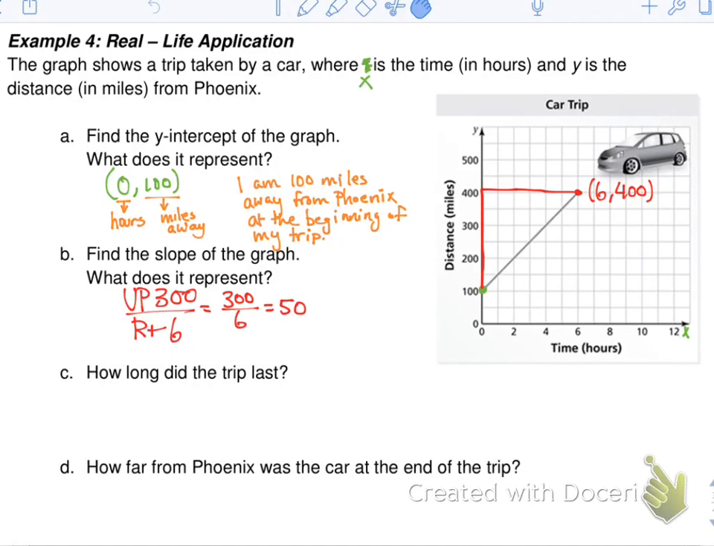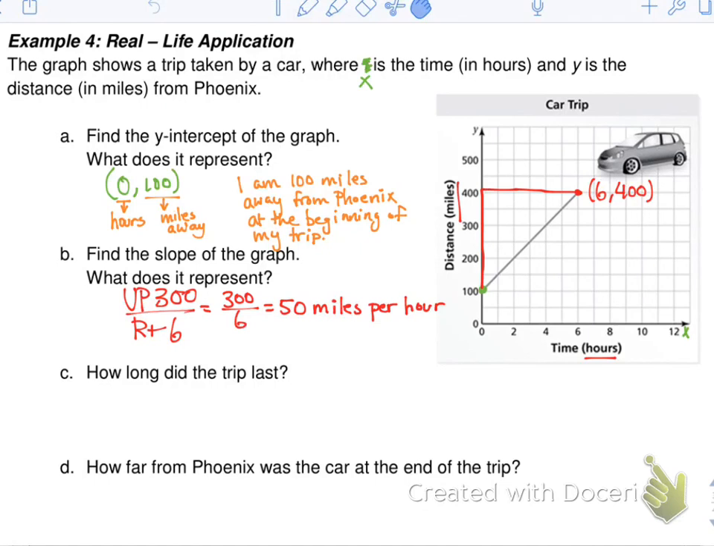What does that mean? That means, again, think about the y per x. So what that means is 50 miles per hour. Miles per hour. So if you think about that, slope is the same thing as speed. It's the rate of change. 50 miles per hour.